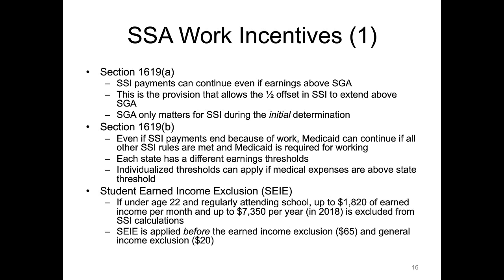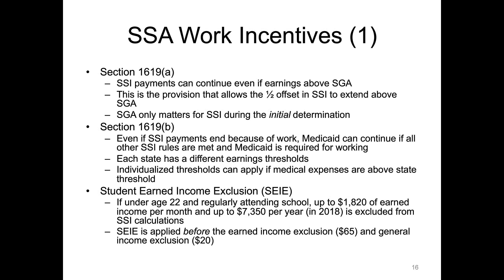That ramp can go past the substantial gainful activity level, and so Section 1619A basically allows that as well. Section 1619B allows individuals to continue to receive Medicaid even if their earnings reduce the SSI payment to zero and they need Medicaid to work. There are different thresholds in each state. In 2017, this ranged from a low of $18,660 in the Northern Mariana Islands to a high of $66,308 in Connecticut. There are also individualized thresholds if medical expenses are very high. Currently, between 77,000 and 80,000 individuals take advantage of this provision.